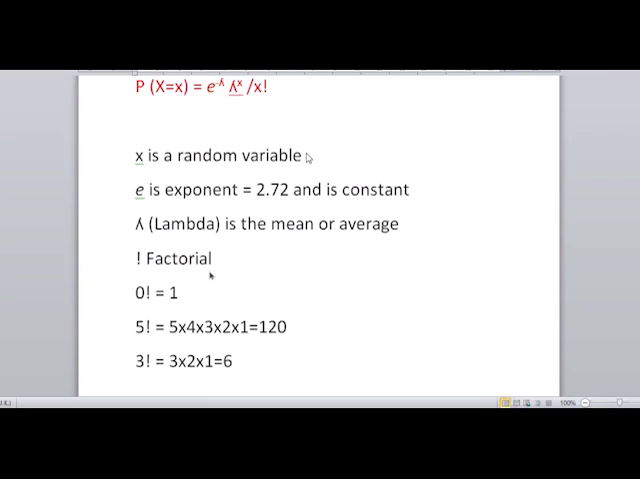7 factorial? 5,040. 5040. If you got that, then you're cool. If you didn't, then you're behind.